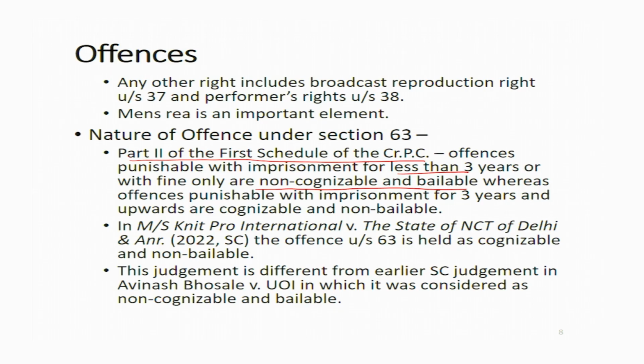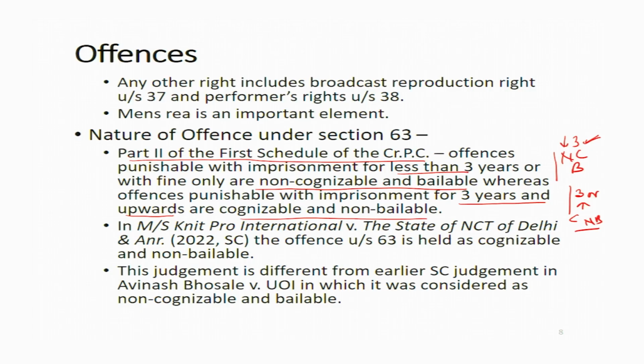If the offences are punishable with imprisonment for 3 years and more, then the offences are called cognizable and non-bailable. So, this is the classification. If it is less than 3 years, it is non-cognizable, bailable. If it is 3 or more, it is cognizable, non-bailable. Now, going by this classification, when the maximum imprisonment is 3 years, in most of the cases it is going to be less than 3 years. So, what is the nature of the offence here? It should be called non-cognizable, bailable.